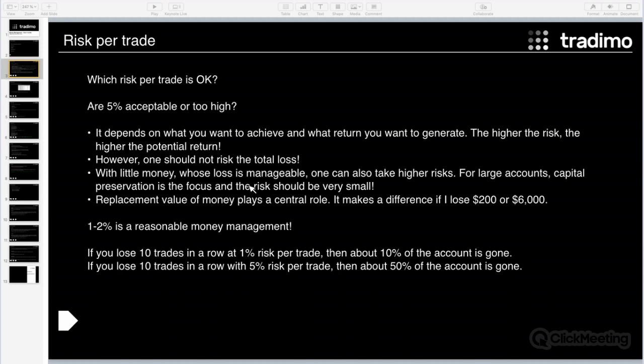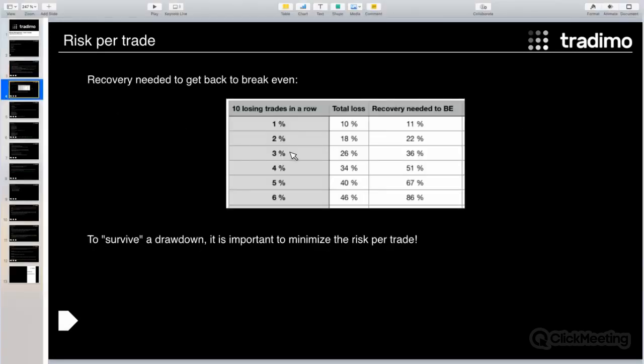And this is way too much. And why is this way too much? You can see this here. Recovery needed to get back to the break-even. So imagine you're trading with a 5% risk per trade, and then you are losing 10 trades in a row. Then your total loss is 40%.